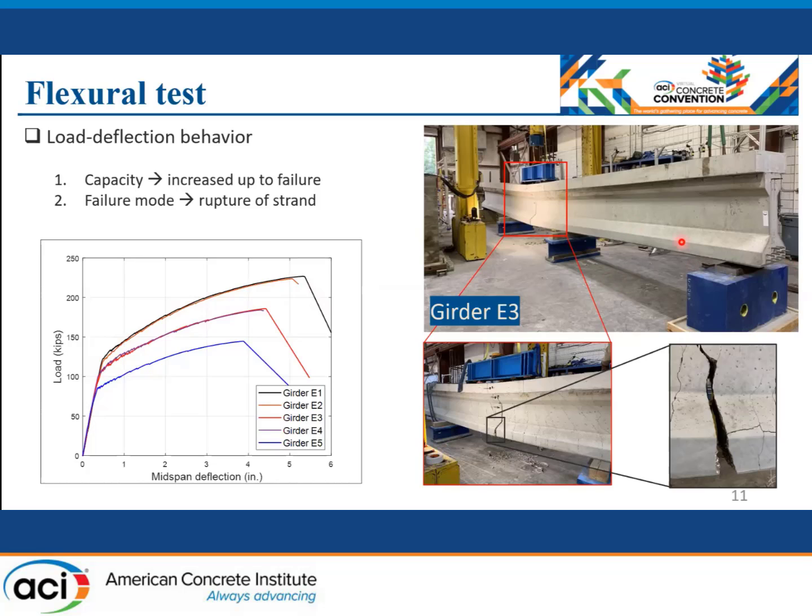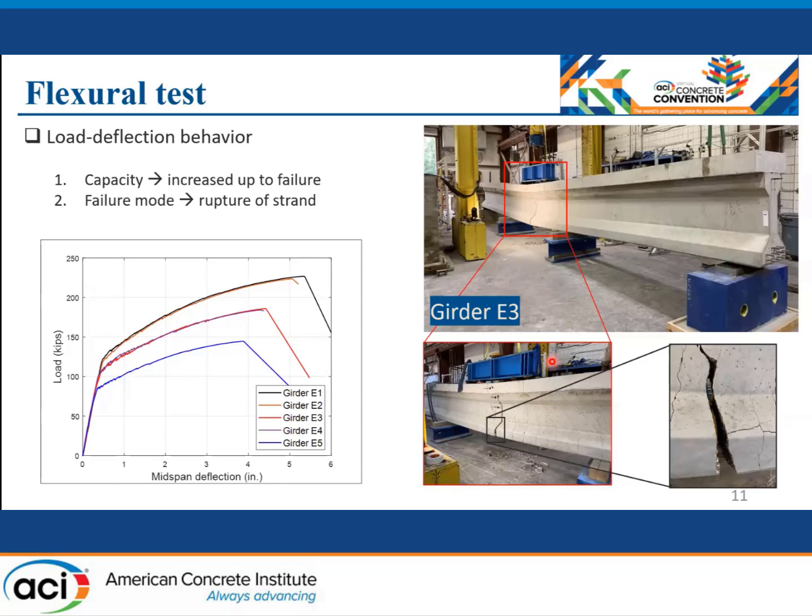You can see here one of the girders after being tested. Failure occurred due to rupture of strands here, and we can see that the concrete in the compression zone was still intact, which means that the strain in the compression zone, or at the top fiber, did not reach its ultimate capacity of 0.03. Here's a picture where you can see all the strands broke.